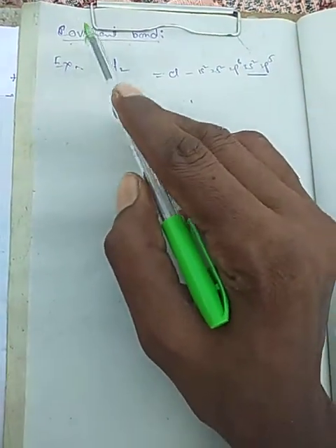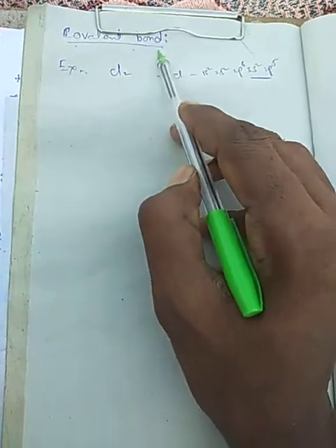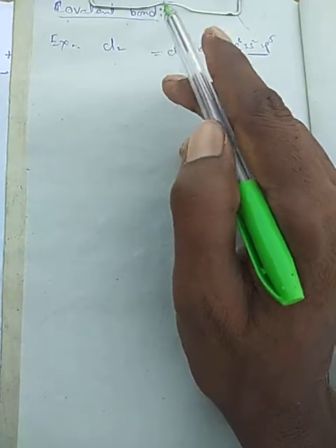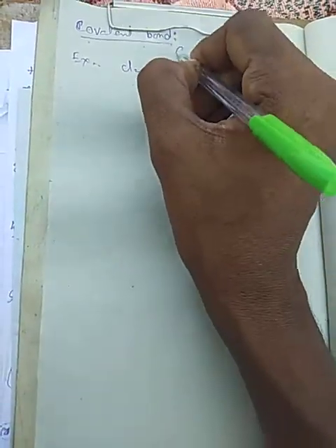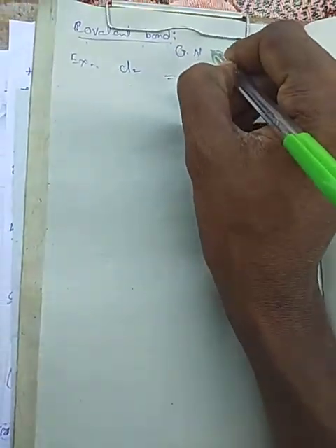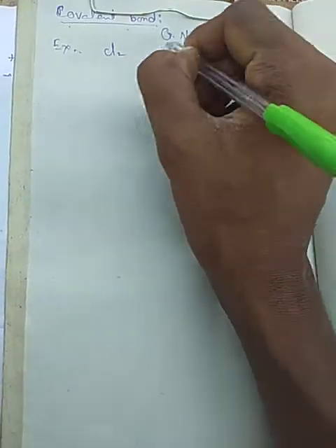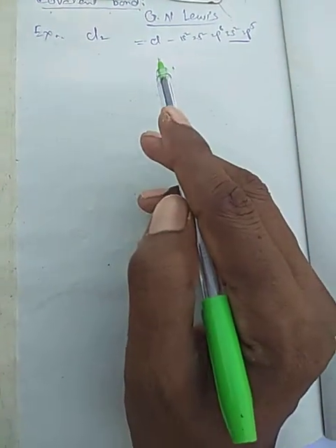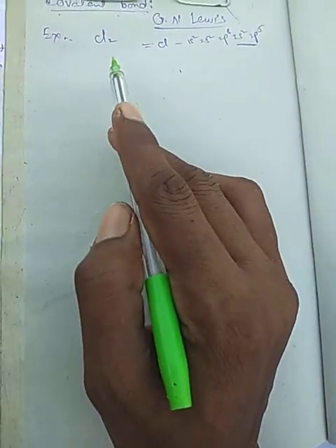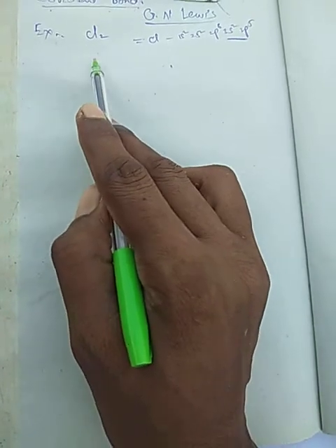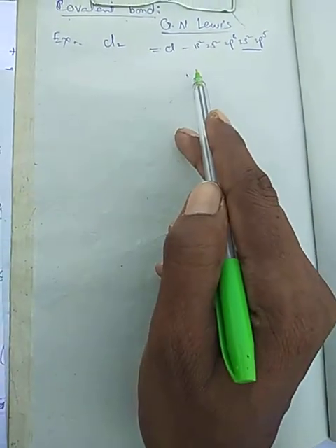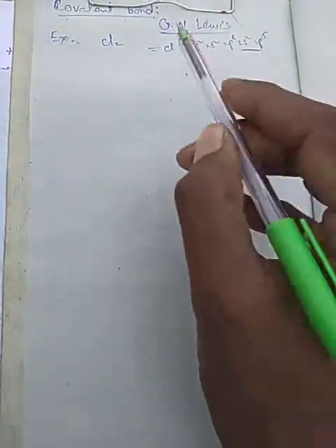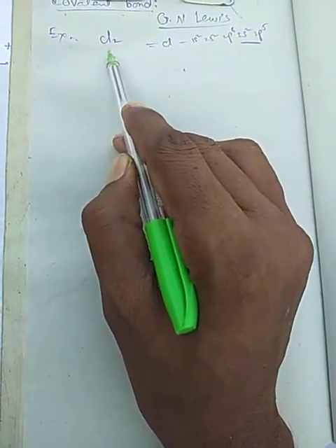In this part 4, we'll learn about the covalent bond. What is meant by covalent bond? This covalent bond was proposed by G. N. Lewis. It was said that the bond formed between two atoms by mutual sharing of their valency electrons is called a covalent bond. Now, see here, I will explain one example: the Cl2 molecule.